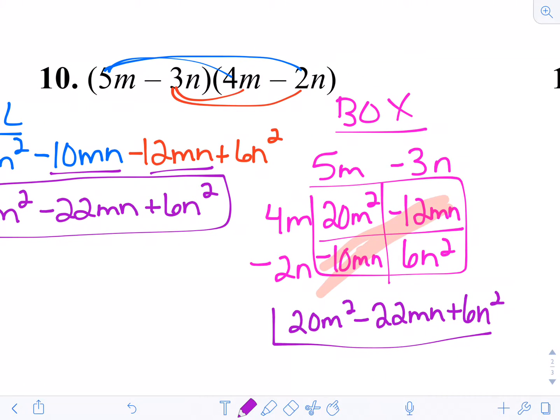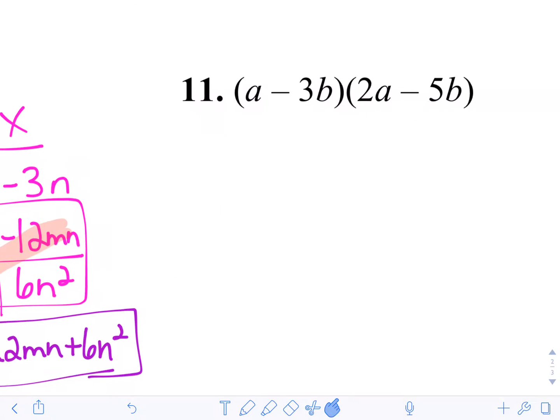Move that over just a little bit. There you go. Okay. Number 11.